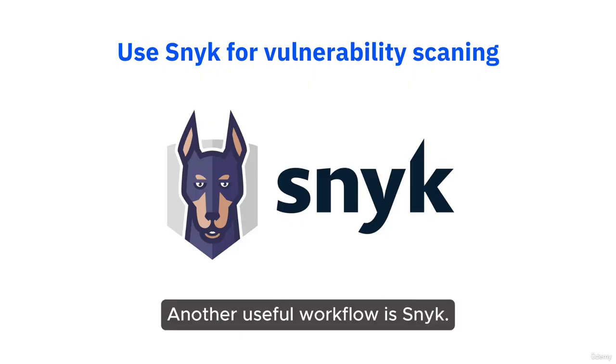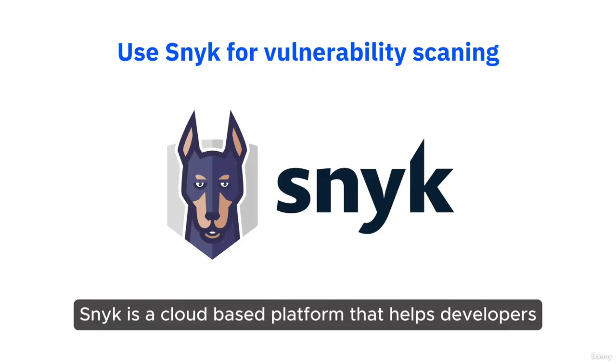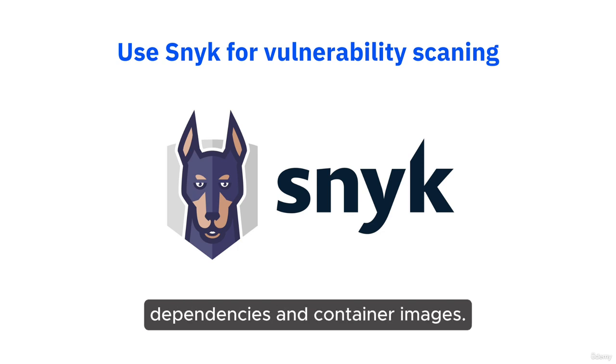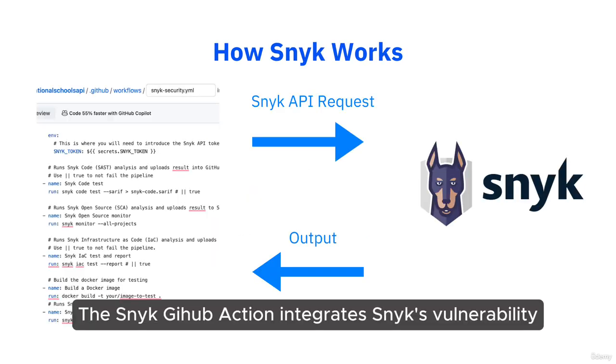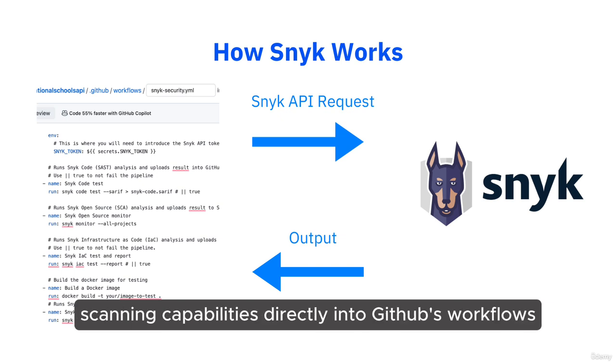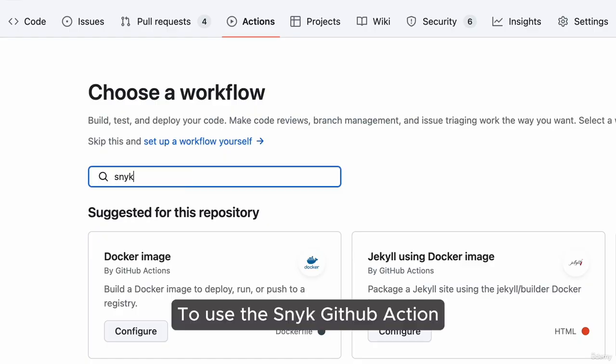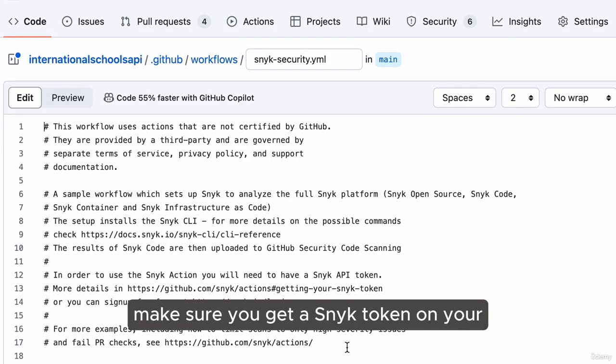Another useful workflow is Snyk. Snyk is a cloud-based platform that helps developers find and fix vulnerabilities in their open source dependencies and container images. The Snyk GitHub action integrates Snyk's vulnerability scanning capabilities directly into GitHub's workflows, allowing automated detection and reporting of security issues. To use the Snyk GitHub action, make sure you get a Snyk token on your Snyk account and save it in GitHub Secrets.